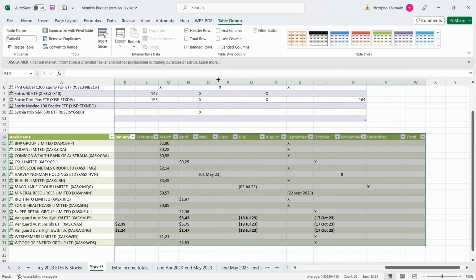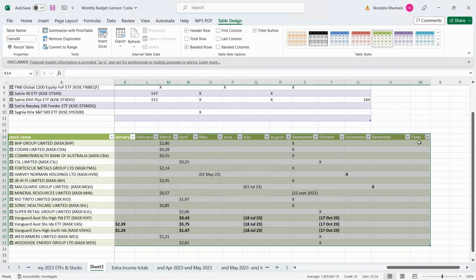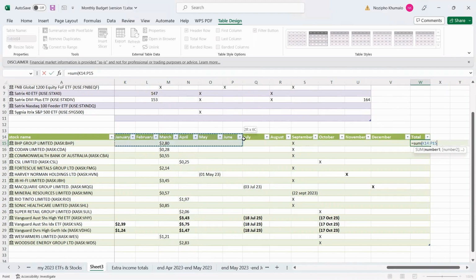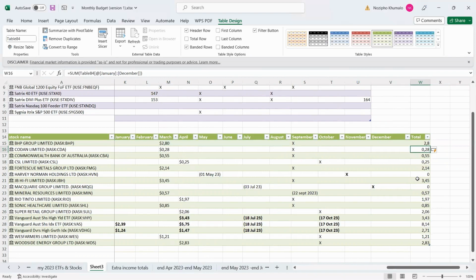Then again, as you saw for TFSA, you can do your total for each share, the annual total. So equal sum going across this way, starting in Jan, drag across, enter. And what Excel does, it's intuitive, so it adds it for the rest of the columns as well.